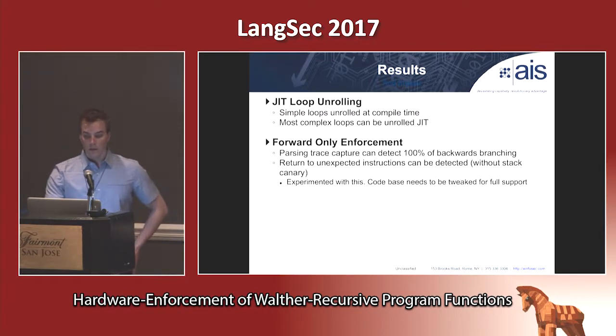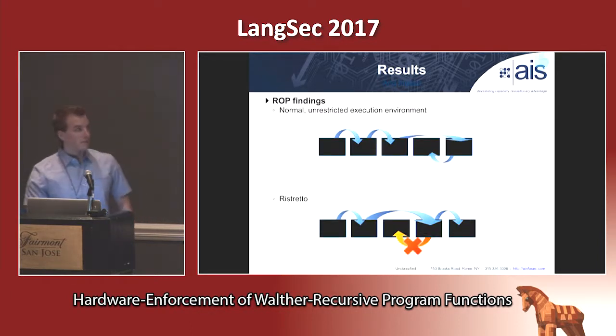So in the actual implementation, we can unroll simple loops and handle complex loops JIT. Forward-only enforcement does work in every case that we were able to test, and we also were able to handle some unexpected instructions. So for example, if we can model something where if it returns to an address that we don't expect it to return to, we can trap. That's something that can be extended. It's just something we sort of played with for a little while. So we did all that.